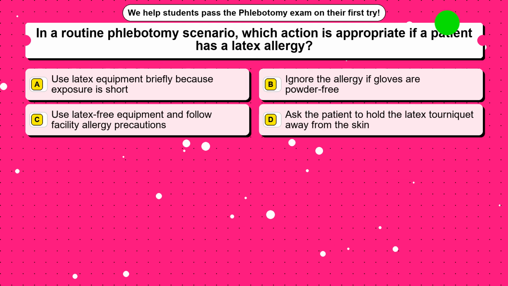Question 11. In a routine phlebotomy scenario, which action is appropriate if a patient has a latex allergy? Option A. Use latex equipment briefly because exposure is short. Option B. Ignore the allergy if gloves are powder-free. Option C. Use latex-free equipment and follow facility allergy precautions. Option D. Ask the patient to hold the latex tourniquet away from the skin.